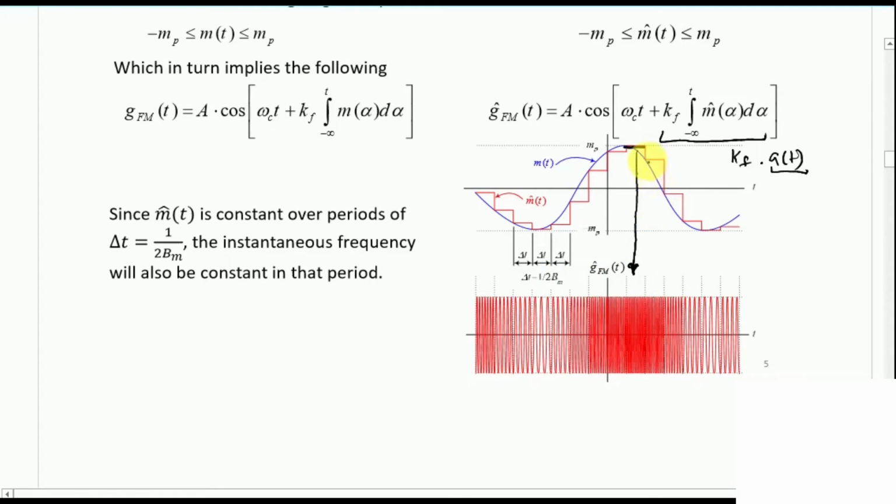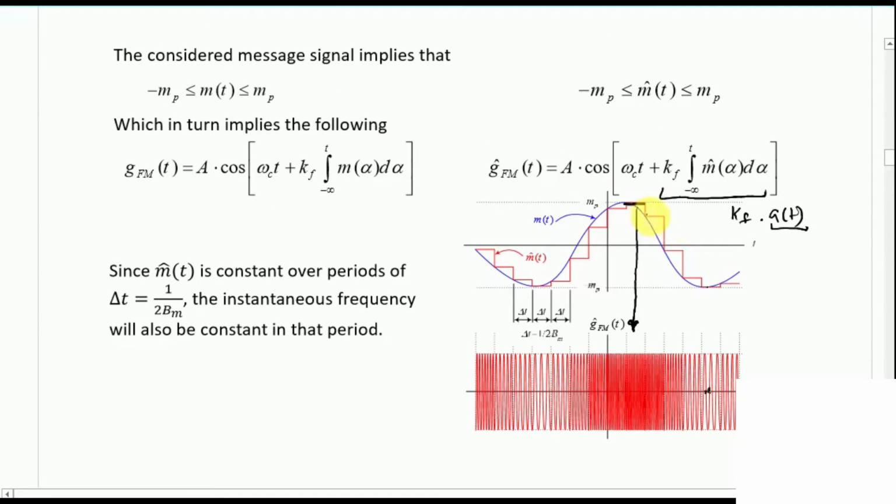But once you get a new sample value, since the amplitude decreases, this value would actually decrease, and so on. At this point you would have minimum oscillations, right? At this point we have maximum oscillations. So compare it with the message signal m of t originally. If it was the original m of t without approximation, the instantaneous frequency would keep on changing continuously, and then it would decrease as the amplitude of the message signal decreases.